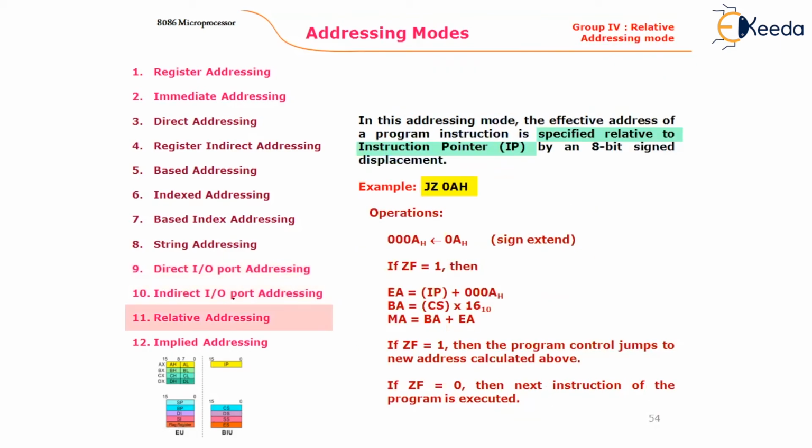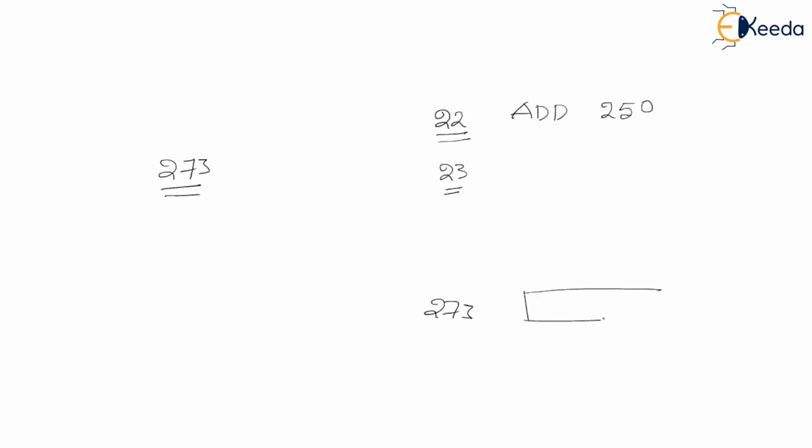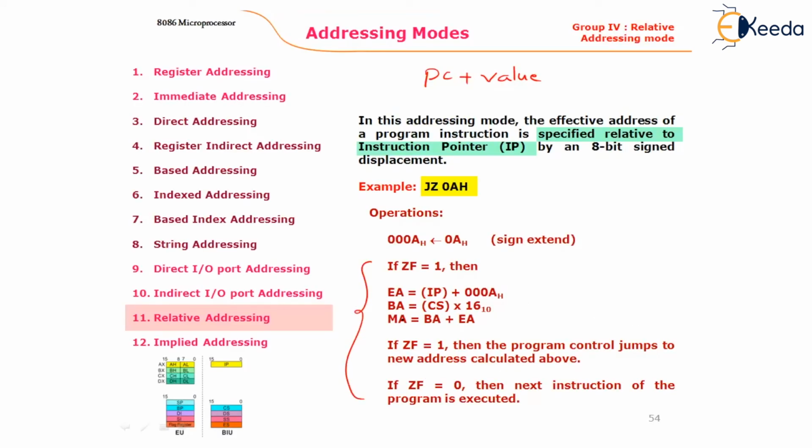Relative addressing mode. In the relative addressing mode, as you already know, the contents of the program counter will be added to the value which is given in the instruction. Let us say the current instruction is at 22, in which we have the instruction ADD 250. As the current instruction is 22, the program counter value will be equal to 23. 250 plus 23 is equal to 273, which is the actual effective address at which the operand is available. This is how the program counter value will be added to the value which is specified within the instruction. 0AH, which is the value given in the instruction, should be added to the program counter's value.